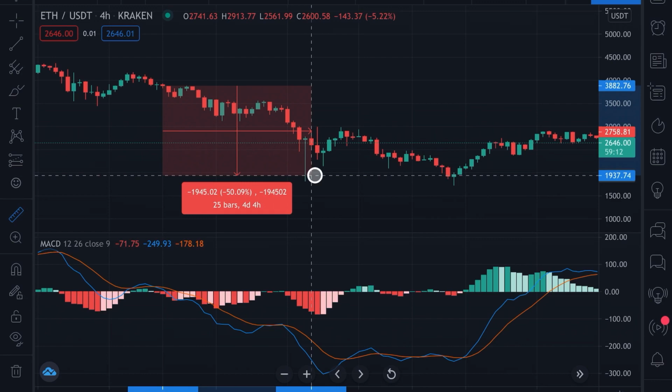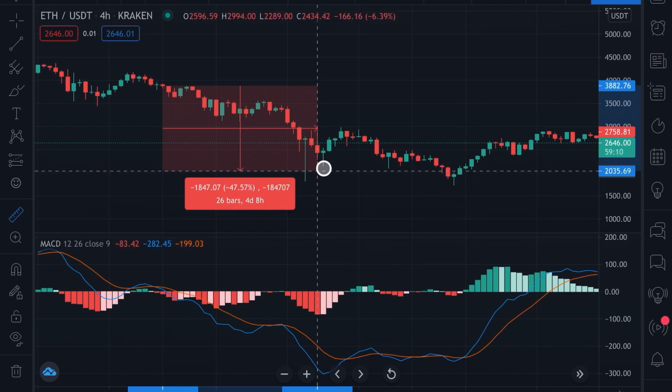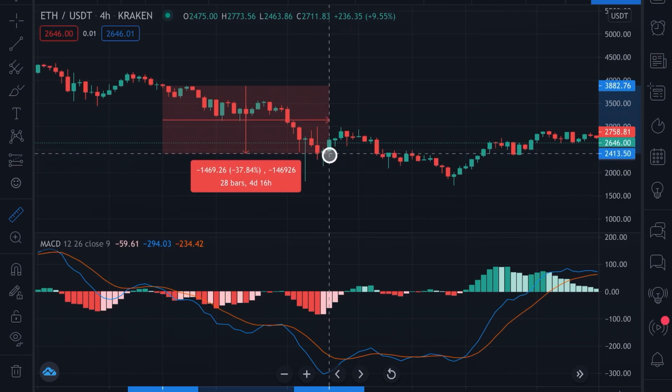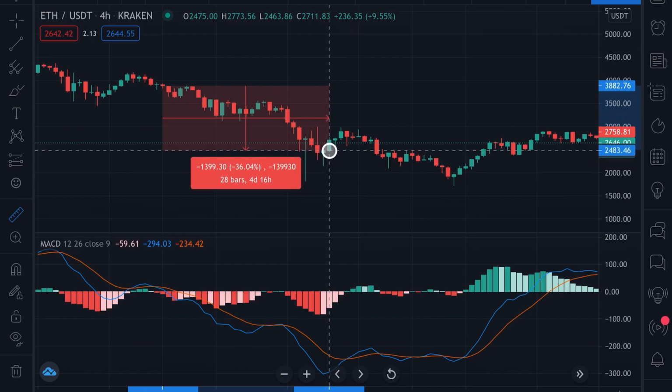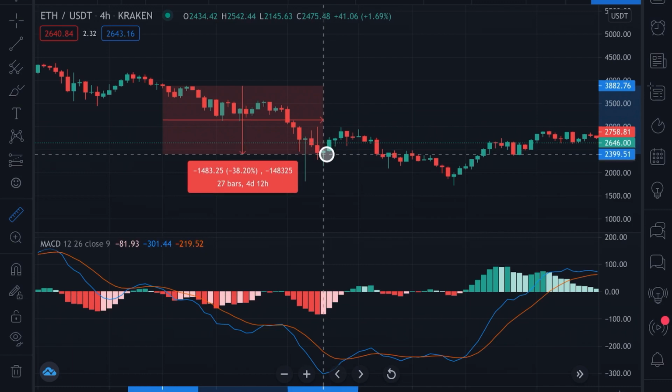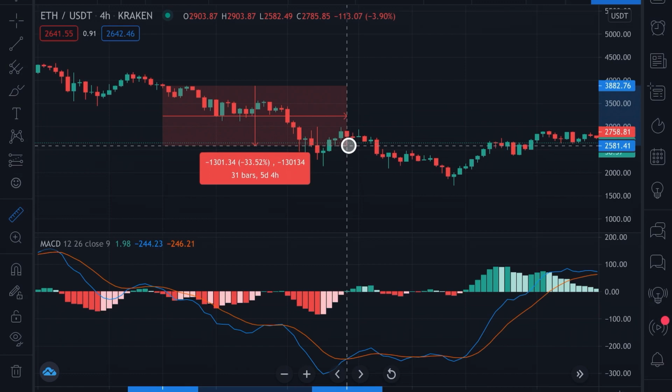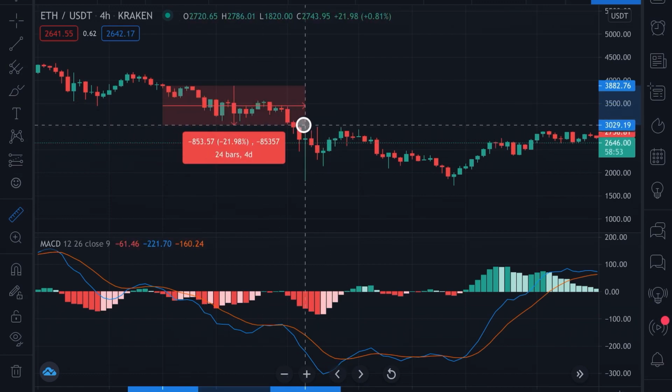So now you can ride this out to the bottom of the histogram. After two pullbacks on the histogram flip, you could have gotten out at minus 36%. And if you rode that to the signal cross, you could have gotten out at minus 33%. So this was a short opportunity based on the MACD.